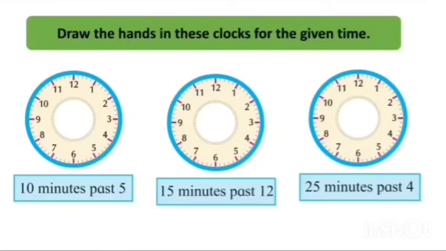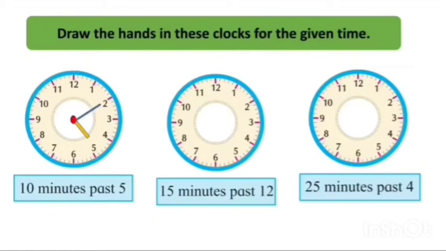Draw the hands in these clocks for the given time. Here the clocks and the time is already given. We have to draw minute hand and the hour hand for the same. The first clock, the time given is 10 minutes past 5. So, we have to draw the minute hand and the hour hand. The minute hand is at 2 and the hour hand is between 5 and 6.